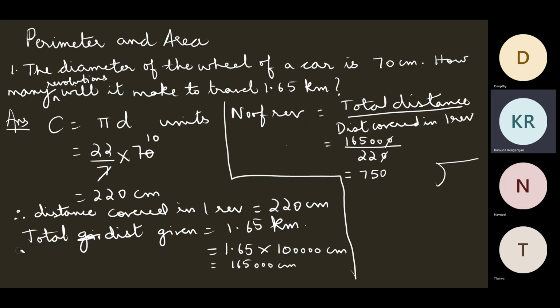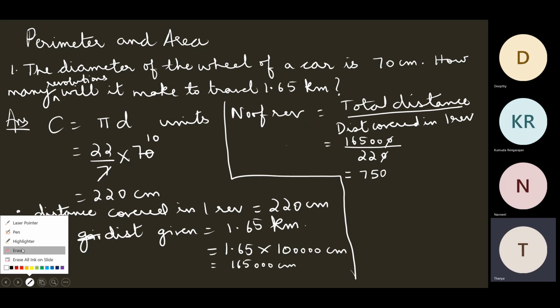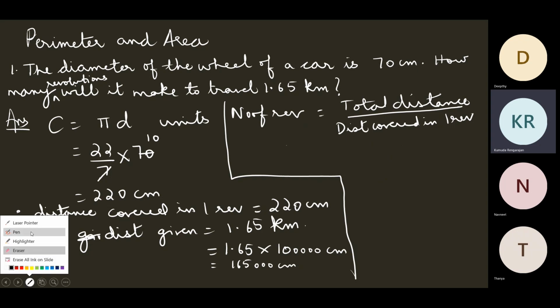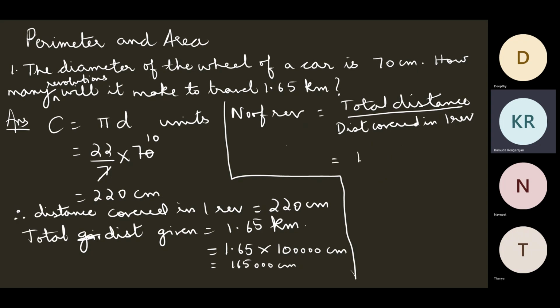But we should know also how to simplify like this. Let me tell you. See, this is very important. You can divide, nothing wrong about that. You're right. But you need to know this method. So 165 followed by 3 zeros divided by 220. So 0 gets cancelled.